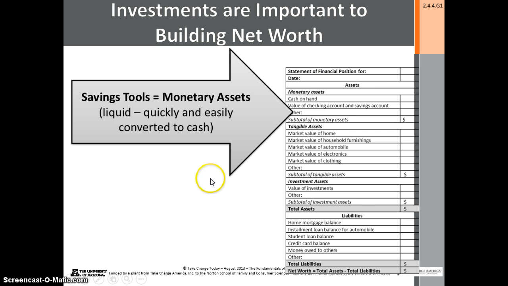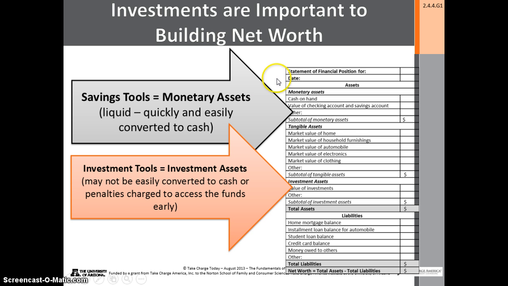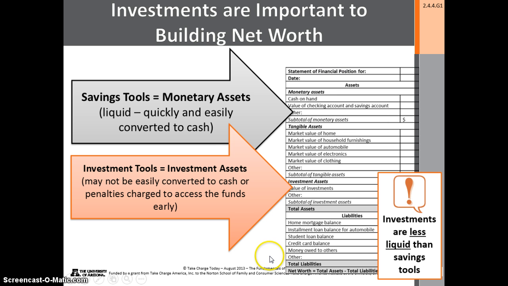Remember, here we are again with our statement of financial position, where it's taking you back to this every time. If you'll recall, you've already done the savings tools. We went over that in the last lesson. Now this is just reminding you where the investments go in the statement of financial position. So again, this is more liquid, but investment tools are not going to be easily converted to cash, or penalties are charged to access the funds early. So you will get a penalty if you're trying to break into these funds a little earlier.